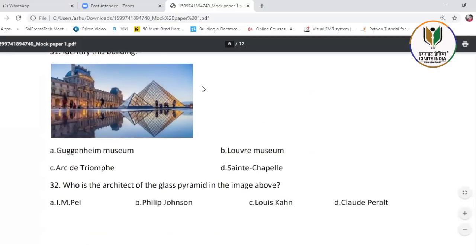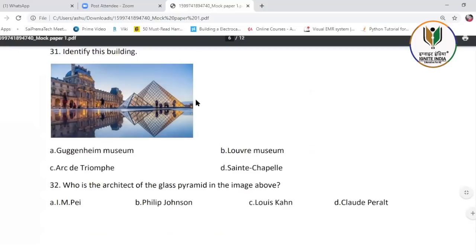Okay. You have to identify this building. It's a very famous museum. It's called the Louvre Museum. It's in Paris. Okay. It houses Mona Lisa.